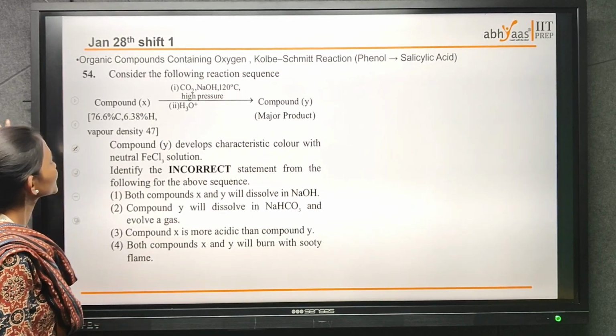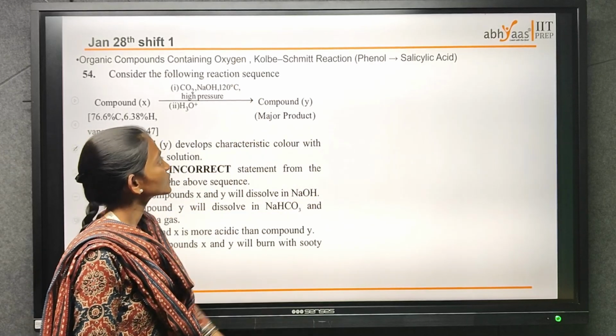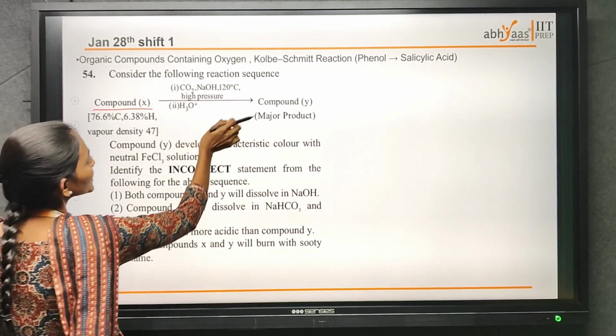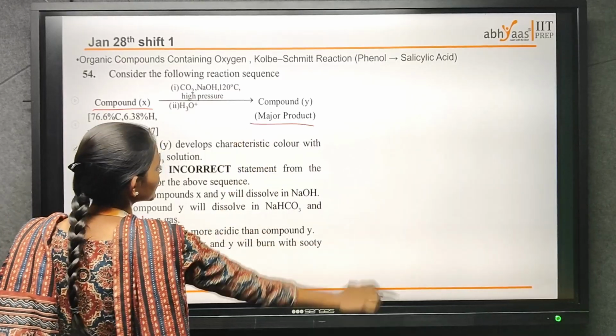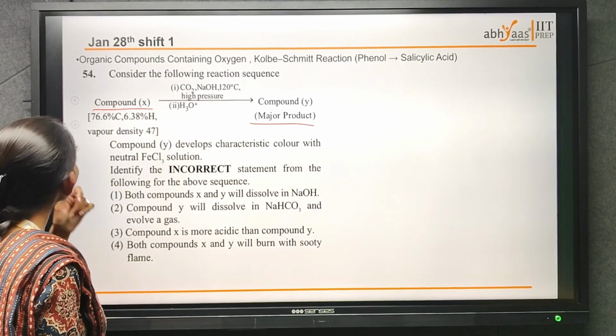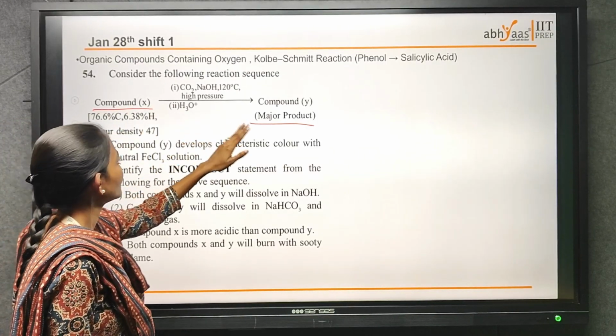Moving on to the next question. This question was asked from organic compounds containing oxygen, right? If you see this reaction, what is happening? They have given a compound and some reagents. They are asking for the major product and we also need to justify these statements, right? So we have X and the major product Y.